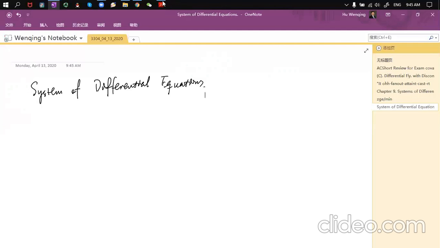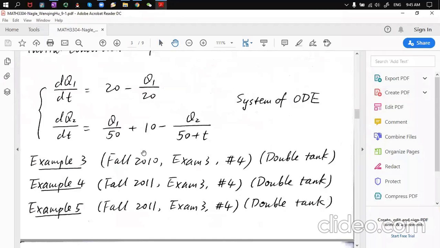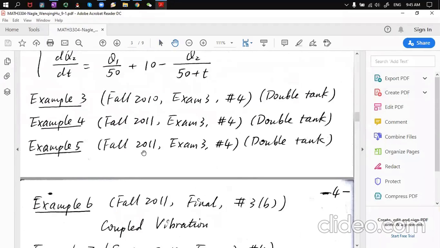So what's the general form of a system of differential equations? So here, the modeling by systems of differential equations might be a very important part, especially for your final exam. Okay, so especially for your final exam.